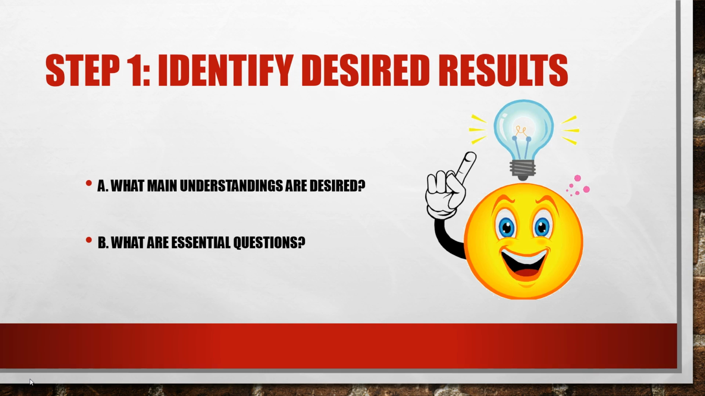So backward design has 3 steps. The first step is to identify the desired results, where we want to be, what is our goal. So what main understandings are desired on our students? What are essential questions that we need to include in our unit, in our plan?